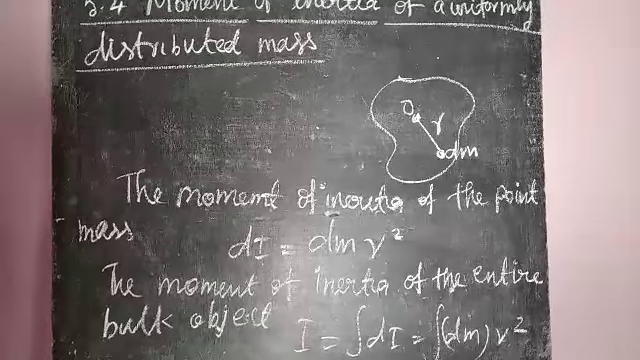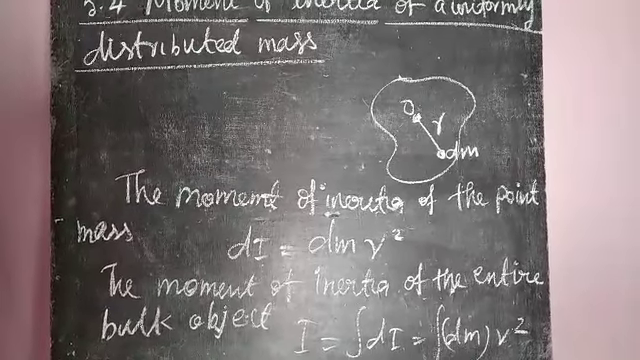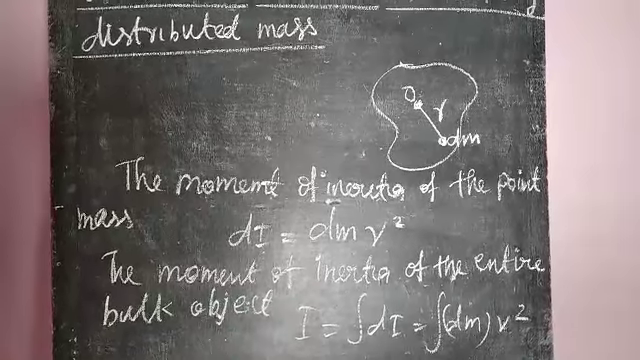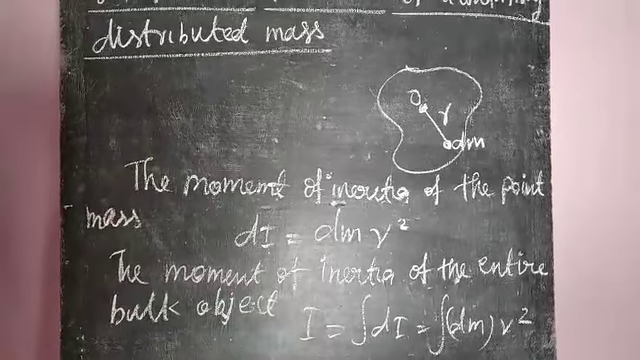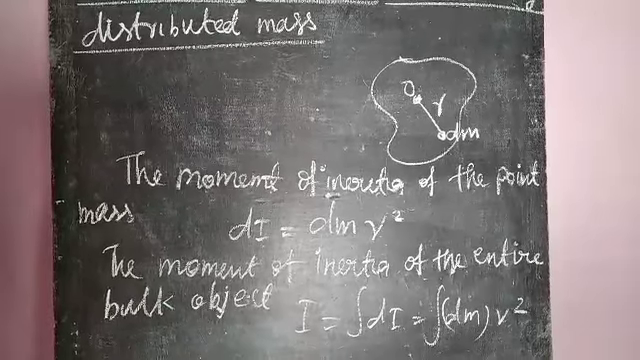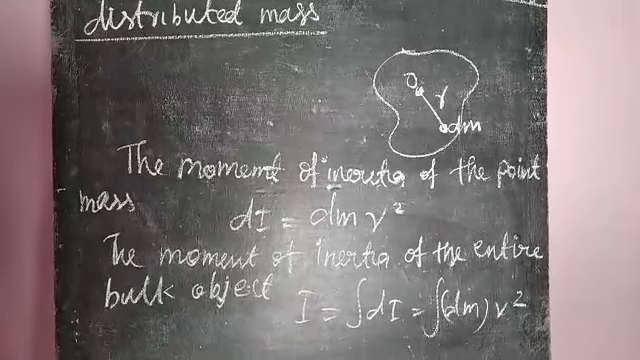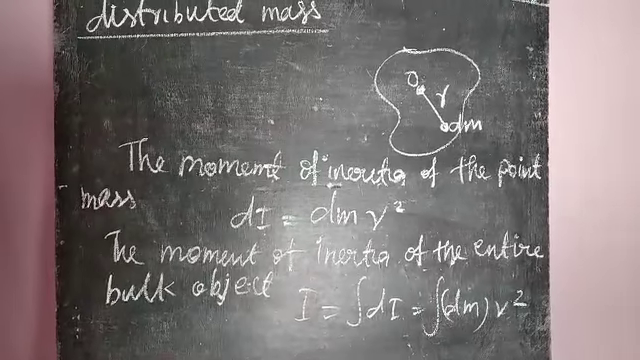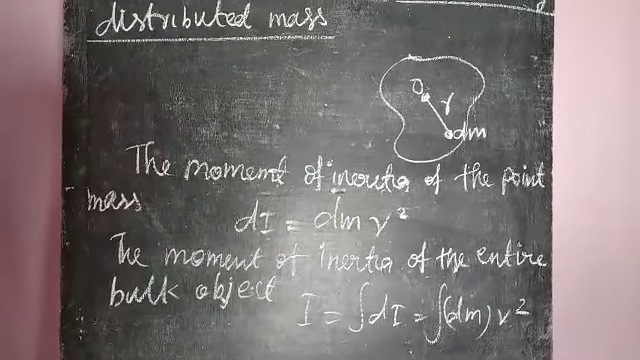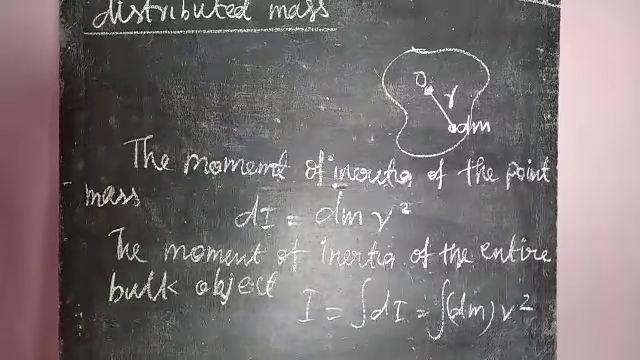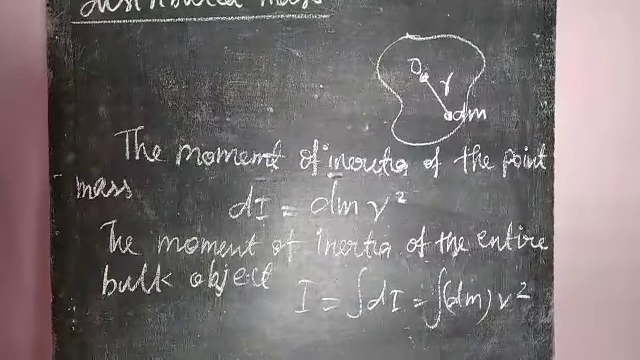The body consists of a large number of particles, so for the total moment of inertia of the body, the bulk object moment of inertia I, integrate the above equation: I equal to integral dI equal to integral dm into r square. We can use this equation to find the moment of inertia of a rod, ring, and disc.